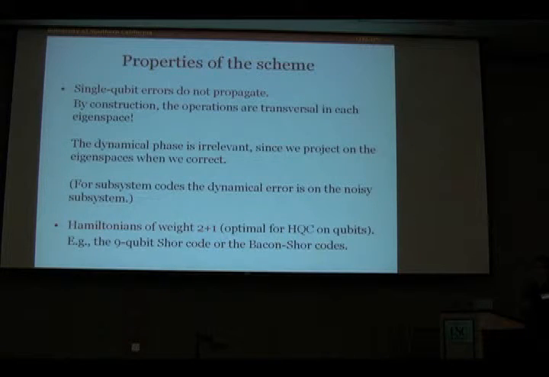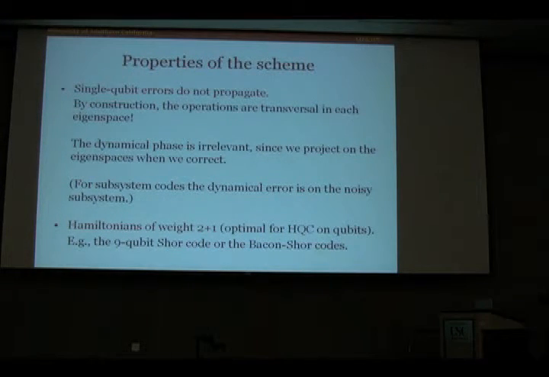So as long as just a single qubit error occurs, it is not going to propagate. Just an interesting fact is, in the case of subsystem codes, and I have considered in particular the Bacon-Shor codes, the dynamical error is accumulated inside the noisy subsystem at all times. So we apply originally a Hamiltonian, which acts non-trivially only on the noisy subsystem, and then we start changing this Hamiltonian in a way that the instantaneous subsystem representation changes, but effectively the noiseless subsystem undergoes a geometric transformation.